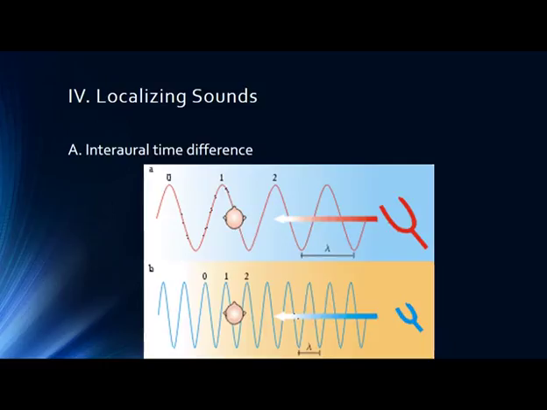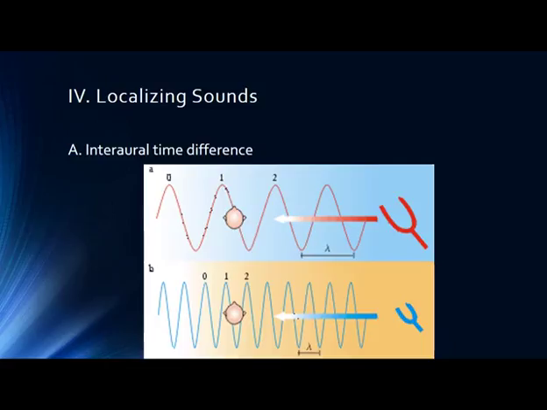And the reason for that has to do with the width of your head, literally. Because what happens is, for a very low frequency sound, the sound wave is actually bigger than your head. And so the sound wave will strike one ear at a time. It won't strike both ears. And so you can't localize those sounds because there's no temporal difference from one ear to the next.